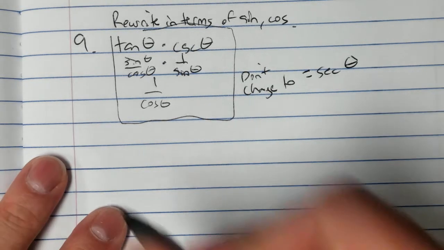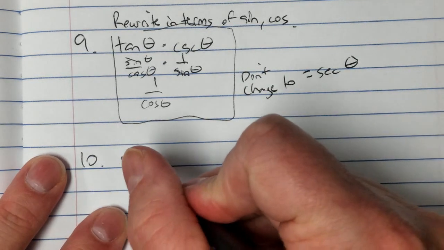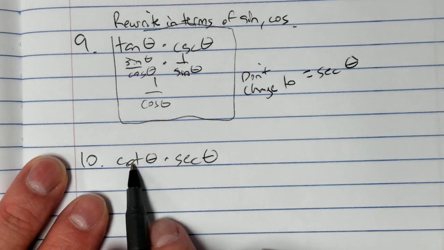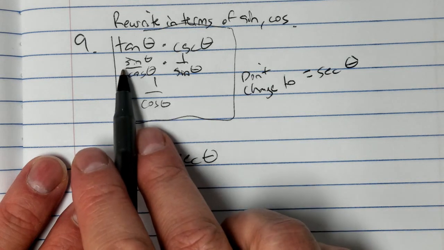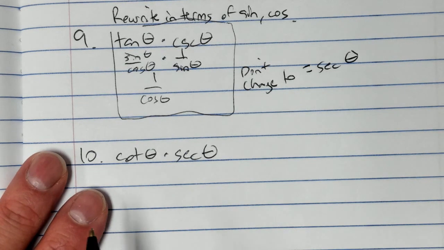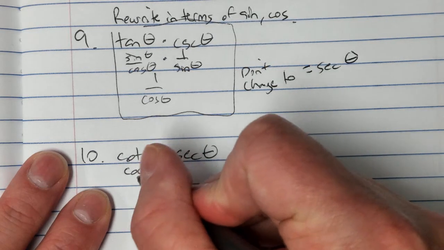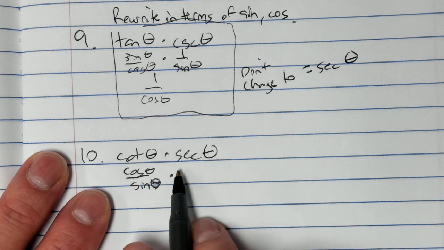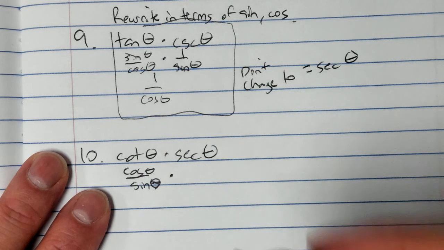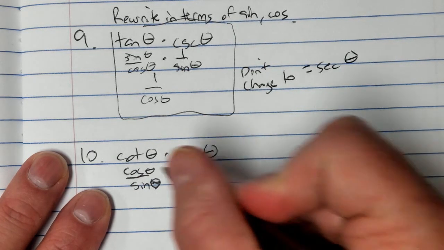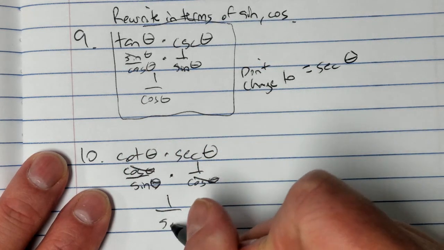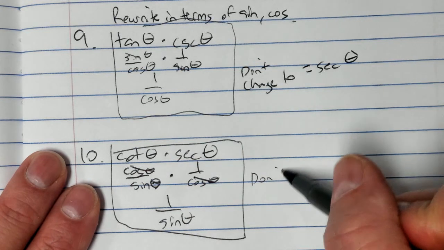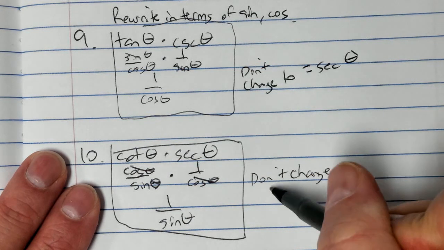Okay, and then the other one kind of like that is number 10. Cotan theta times secant theta. So cotan is the opposite or flipped tangent, and so we're going to put cosine over sine. Cosine over sine times, and then secant is 1 over cosine. And so these cancel. So we get 1 over sine. And again, don't change it to cosecant.